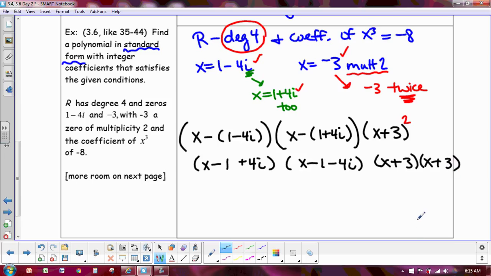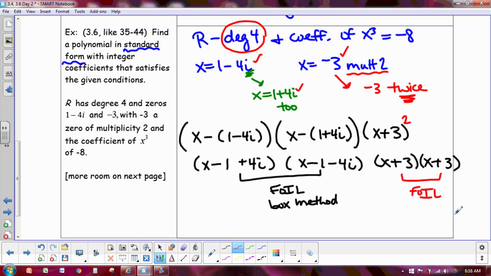And then what I would do if I were you, I would FOIL these. And I would do box method if I were you. You always want to FOIL your conjugates, your i's, together because they're going to cancel nicely. And then since this one was a squared, I would FOIL these together. You don't necessarily need box method for that. Then you put it all together and you multiply it out one more time. So let me show you what that looks like.